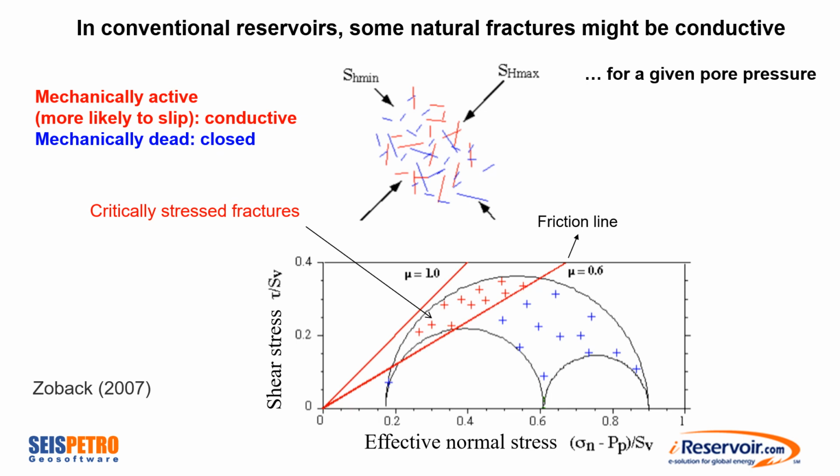When you plot these fractures in these plots of shear stress versus effective normal stress, what you see is that some of the fractures will plot above the friction line, and some of them will fall below the friction line. The fractures that fall above the friction line are called mechanically active, and they tend to be conductive. They are also called critical stress fractures. Whereas the fractures that fall below the friction line are mechanically dead or closed. So we're interested in the fractures that flow. And as we see, there is a dependence of the effective normal stress on the pore pressure that will be crucial to understand what is going on in unconventionals.